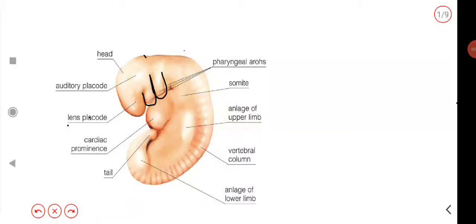Hello everyone. Today's topic is pharyngeal arches. Pharyngeal arches is the most important topic of the head and neck embryology. First of all, the definition of the pharyngeal arches. How we define the pharyngeal arches.